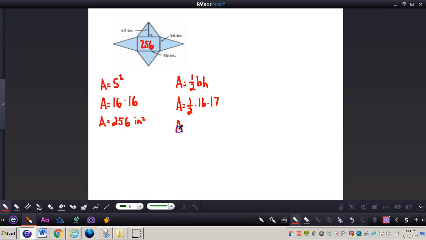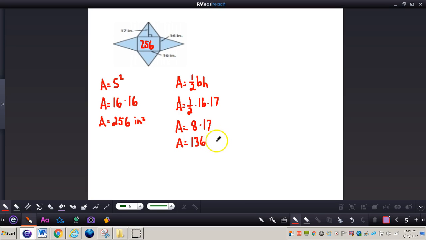So let's write this together. Area equals 1/2 times 16. Another way to figure this out is to think about 16 divided by 2. That's going to give us 8. 1/2 times 16 equals 8. 8 times 17. And we now know that area equals 8 times 17, and 8 times 17 equals 136. Now that's the area of one triangle.